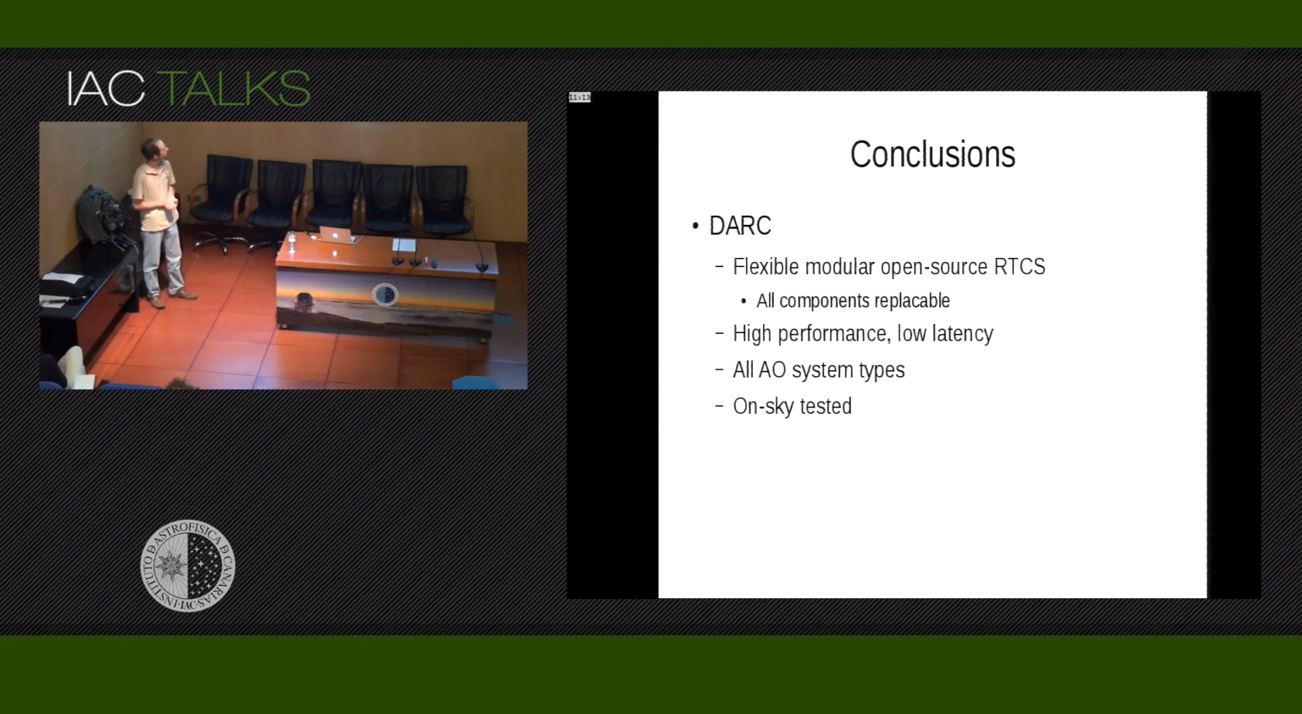So, in conclusion, I've introduced DARC to all. I hope you have liked what you've seen. It's a flexible, modular, open source real-time control system. All the components of this system are replaceable. So if there's a part you don't like, take it out, put your own in. It's high performance, low latency, suitable for all AO system types, and has been tested very thoroughly on sky.